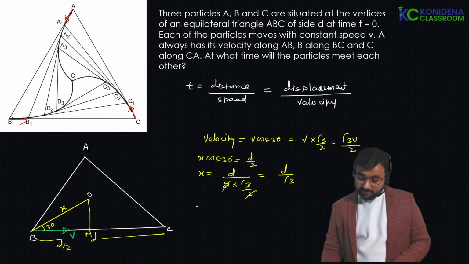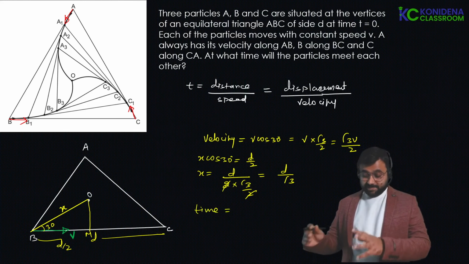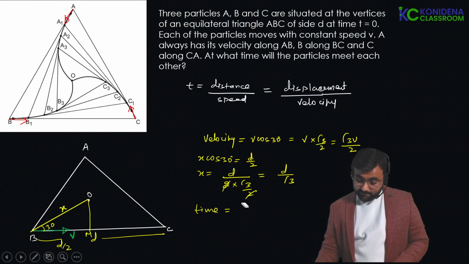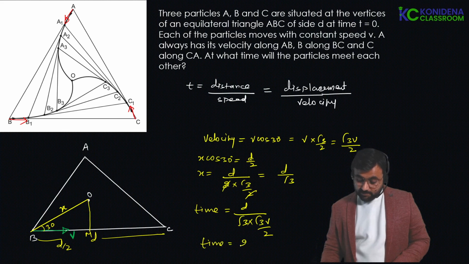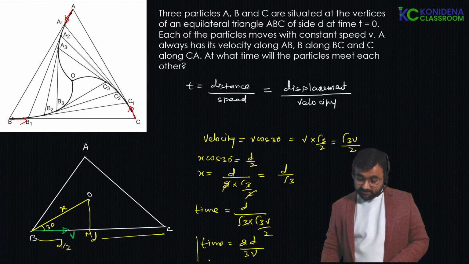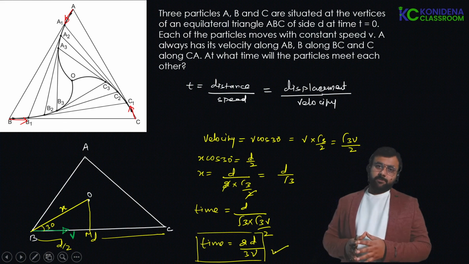So now the time is going to be displacement by velocity, and the directions are the same now. So we can easily take the ratio. That is going to be D by root 3, which is the displacement, and the velocity is root 3 V by 2. So that 2 will shift up. So the time is going to be 2D by root 3 into root 3, which is just 3, so it is 2D by 3V. So this much time the particles are taking to meet each other, right? I hope this is clear to you. Thank you.